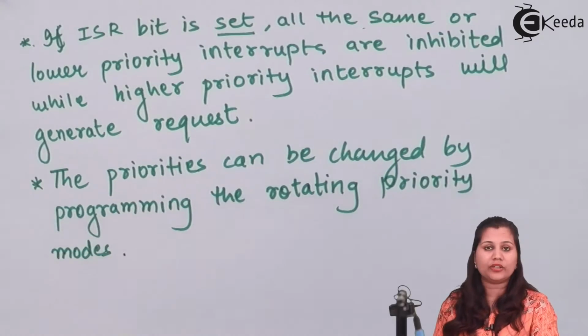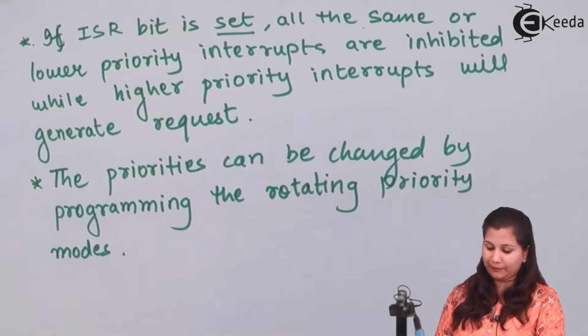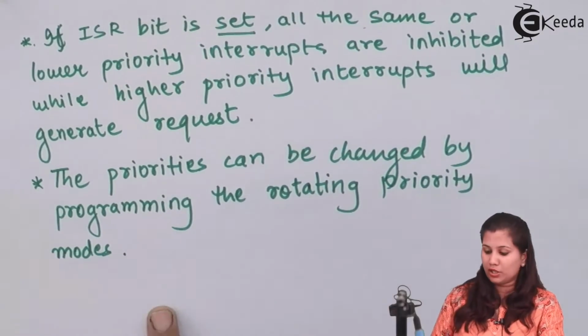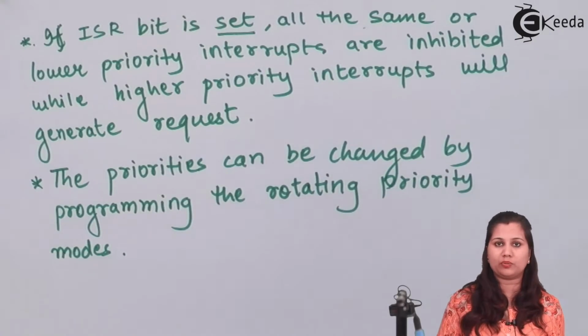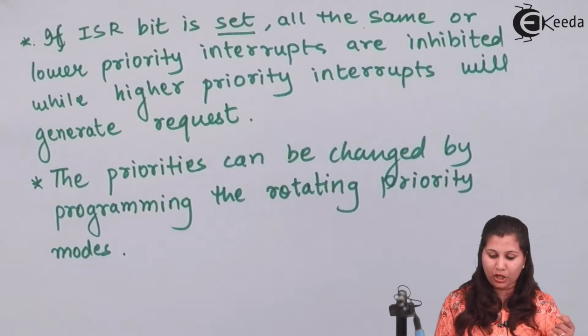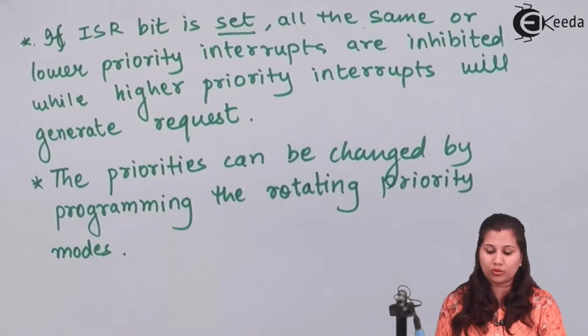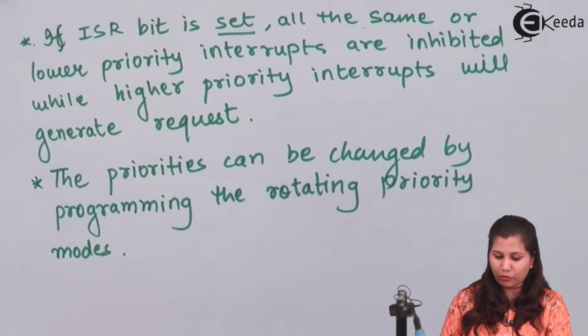The priorities of the interrupts can be changed by programming the rotating priority mode. By setting this mode also, we can change the priority of the interrupts in between the execution. So this is the fully nested mode. Now let us come to the second mode, which is the end of interrupt command mode.